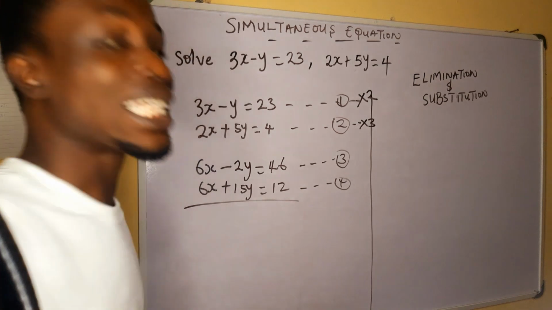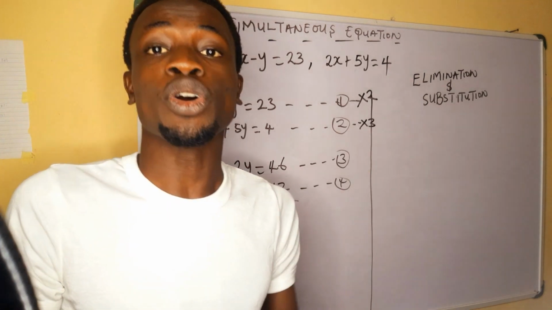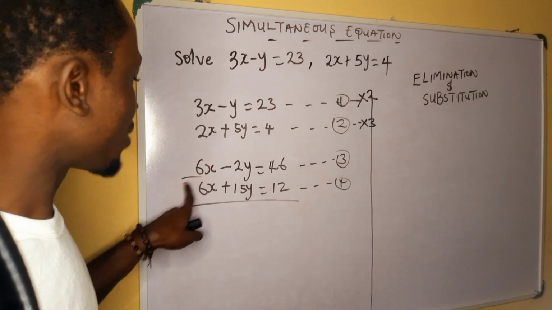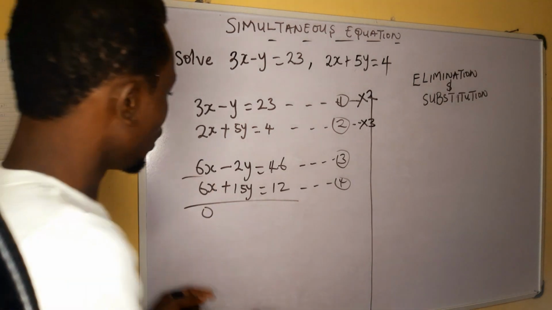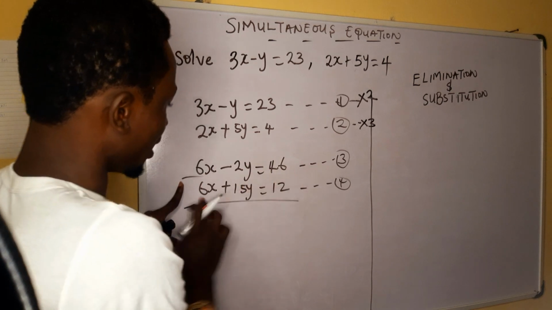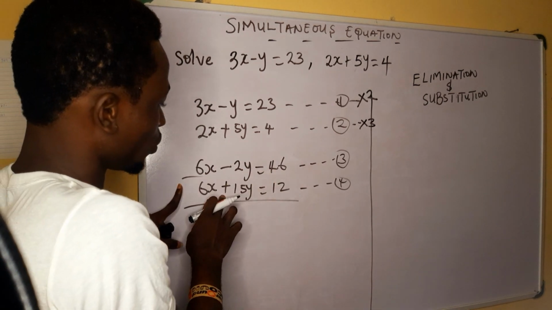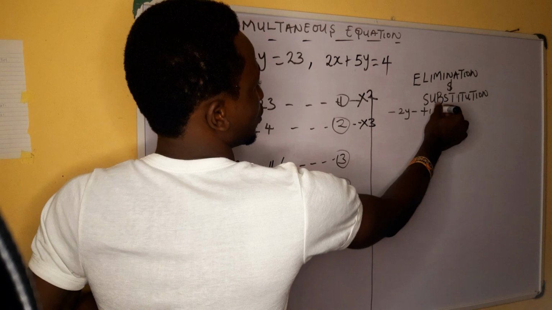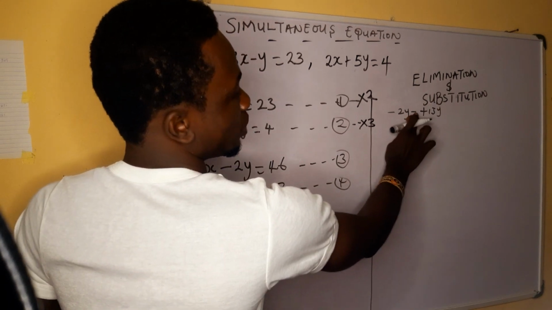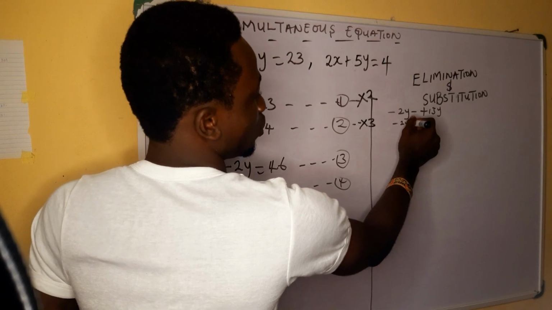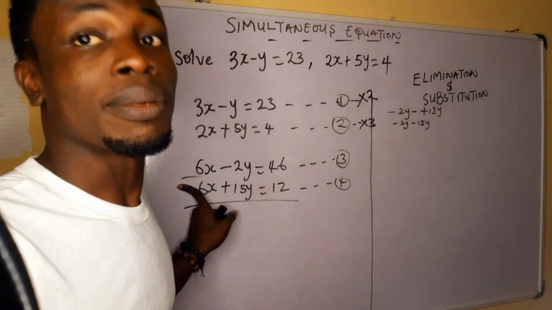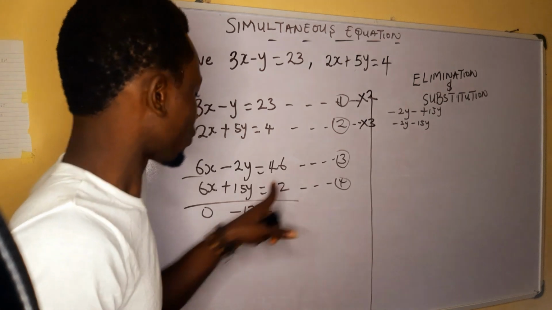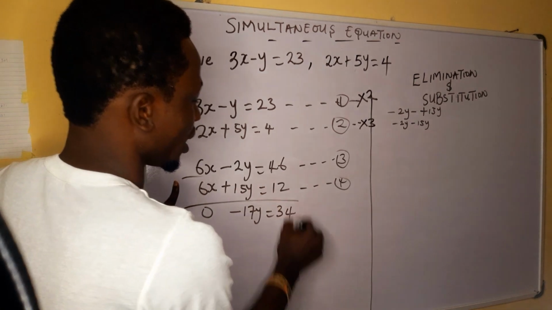So what will happen now? I can now eliminate. You eliminate using either the plus sign or the minus sign. In this case, I'm going to use the minus sign. So it's going to be 6x minus 6x, which is already 0. We don't need it. Then the negative sign will affect everything here. Minus 2y minus plus 5y is simply minus 2y, then the minus that I brought in, minus 15y, because plus and minus is minus. You have minus 2y minus 15y, which gives us minus 17y, equals 46 minus 12, which gives us 34.